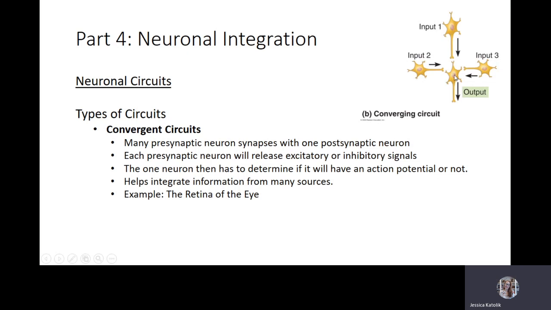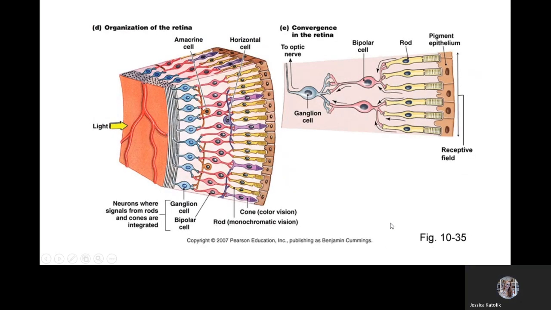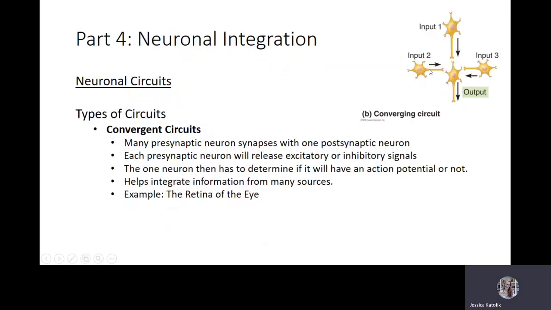And so it can help process much more complicated signals, and it can help determine whether or not it's an important time to experience a stimulus or not. So that would be an example of a convergence circuit, and convergent circuits are useful because they can allow for neurons to vote and determine whether or not this neuron fires in a process called summation.